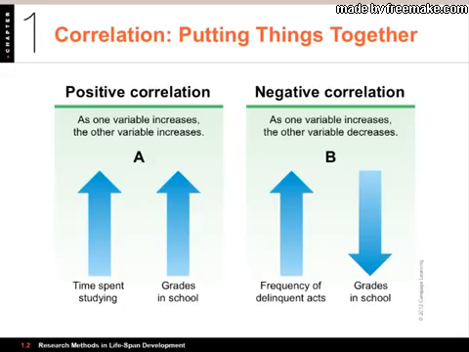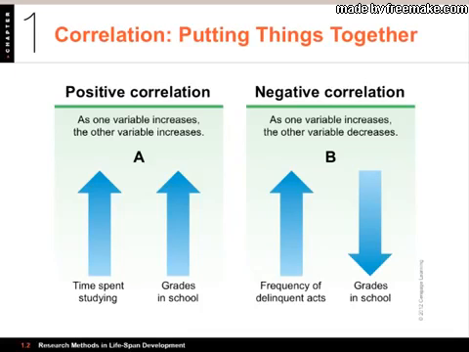So let's take a look at something here. On the left side, we have a positive correlation, and it says the more time you spend studying, the better your grades in school. And that's generally true, and so that's a positive correlation. It doesn't have to be true for everybody. It doesn't have to be true all the time, but there has to be a noticeable pattern for it to be associated. On the other hand, you can have a negative correlation where higher values on one are associated with lower values on the other. So for instance, we have frequency of delinquent acts. The more juvenile crime a person is involved in, then you see that generally they have lower grades in school.